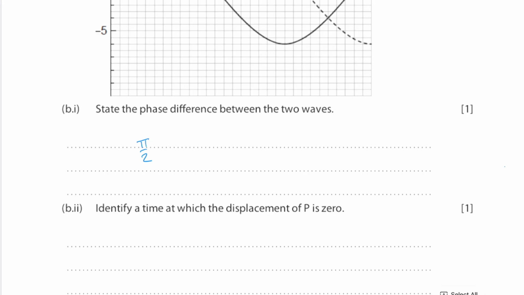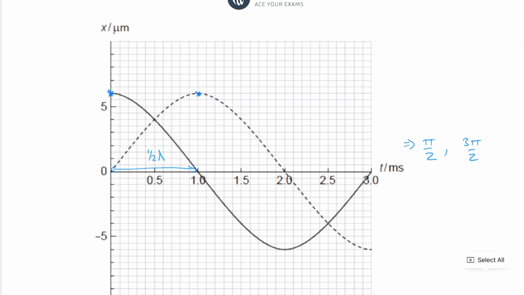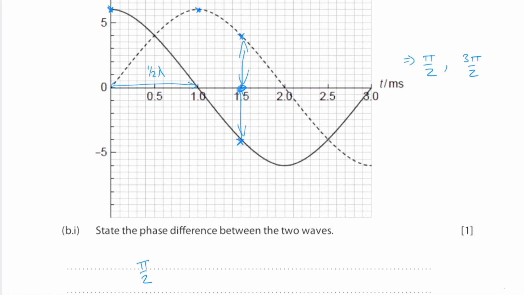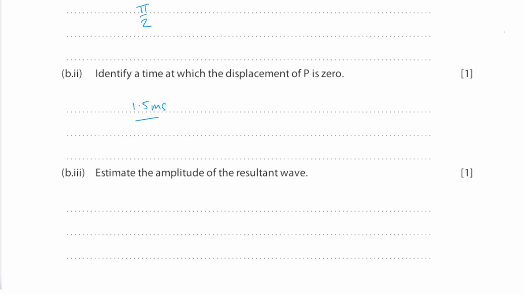B2. Identify a time at which the displacement of P is 0. This wave is moving, and let's just choose somewhere that's pretty obvious to me. Around about here, this wave has a negative displacement, and then a time later, it's got a positive displacement. So moving between those 2 points, it's likely to have a net displacement of 0, because if you add those 2 displacements together, it adds up to 0. So I'm suggesting a time at which the displacement of P is 0. That's going to be halfway between these 2 waves, which tells me it's 1.5 milliseconds.